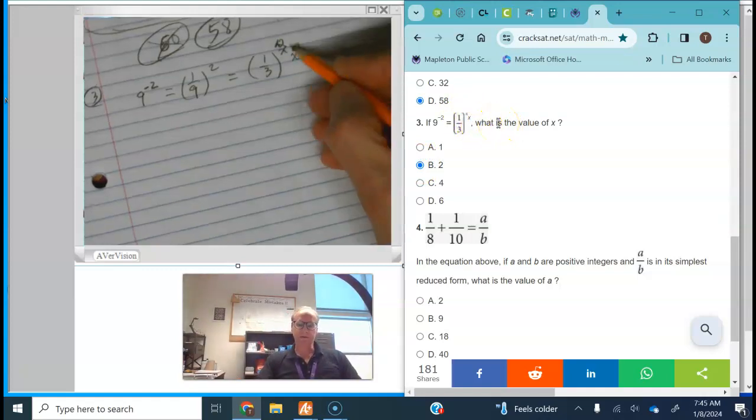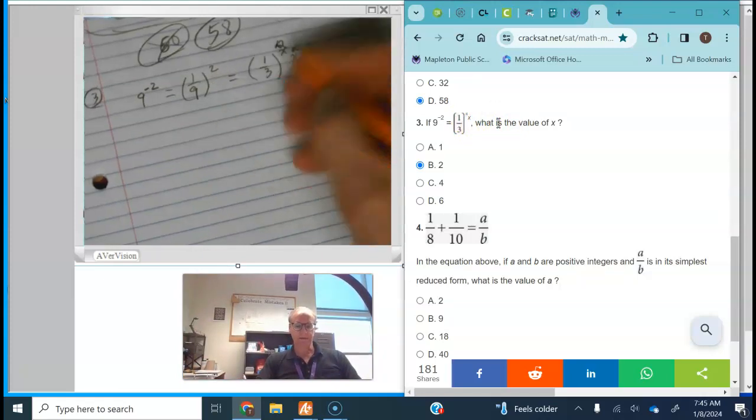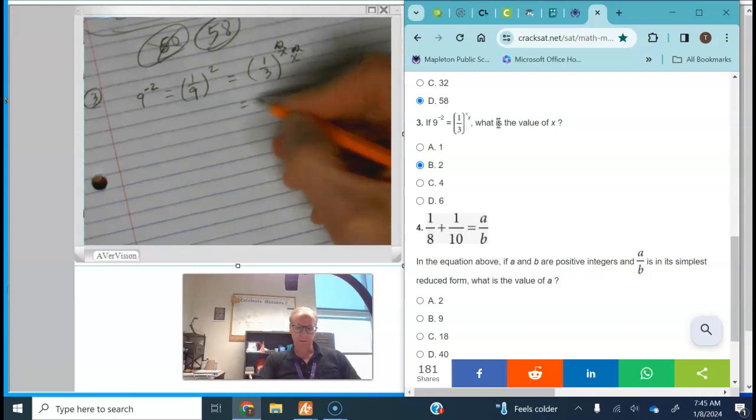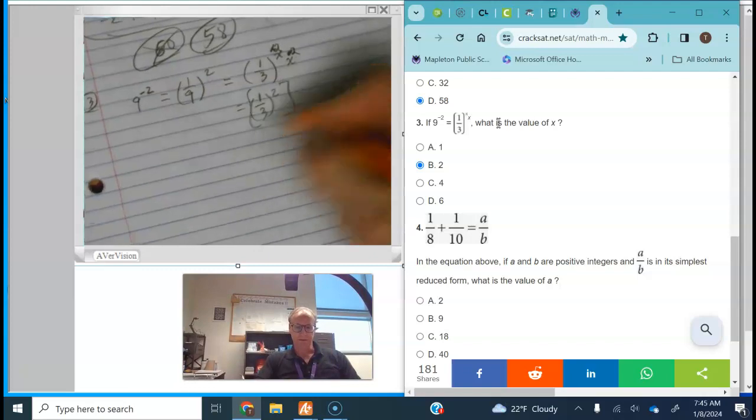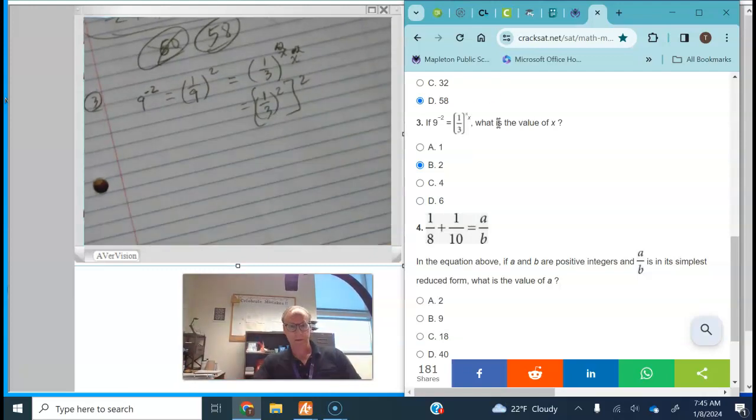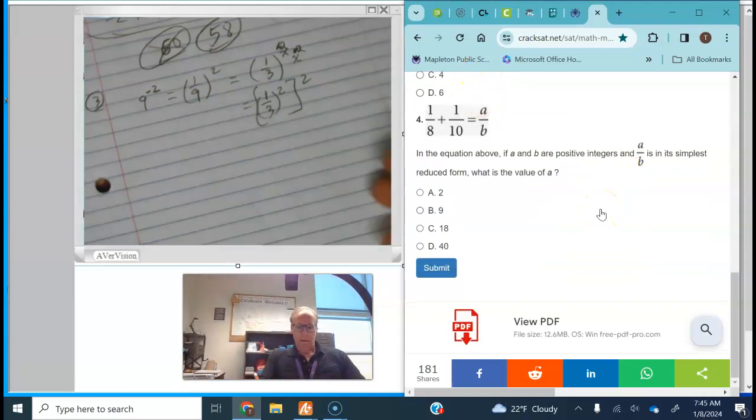It's hard to interpret this weird looking thing here. What they mean is that these are both the same. And so 2 squared is 4, and this is the same as 1/3 squared, and then we square it. They should have put the brackets. Anyway, number 4.